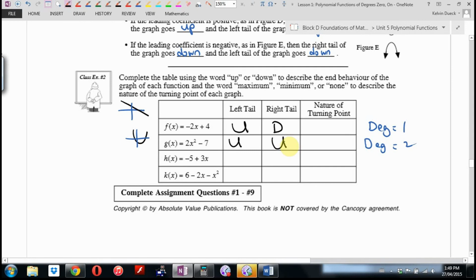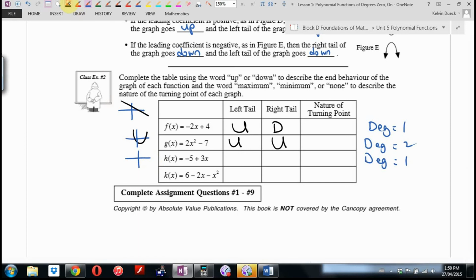Graph H. What's that? What's the degree? Zero? Oh, they wrote the x second to try and confuse me. But yeah, degree 1, which means it's linear. Positive or negative slope? Wait a minute, I see a -5. How can it be positive? Okay, the leading coefficient is the number in front of the x. They just mucked around with the order. I'm not going to let them fool me. So this is going to be a positive slope.